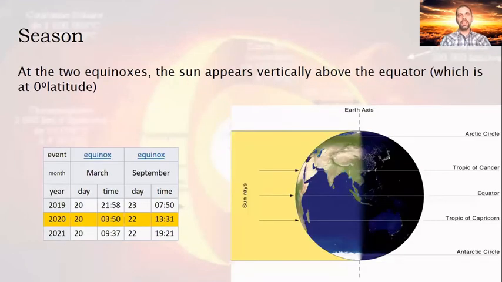On this slide, we can see the halfway point between the two endpoints. At the two equinoxes, we have spring or autumn. This year, the equinox was on the 20th of March, and it will be on the 22nd of September.